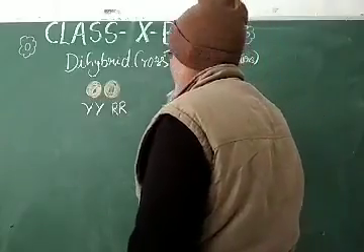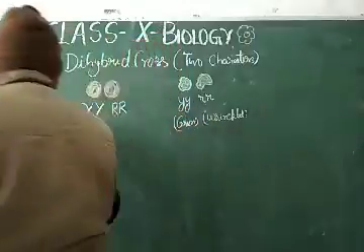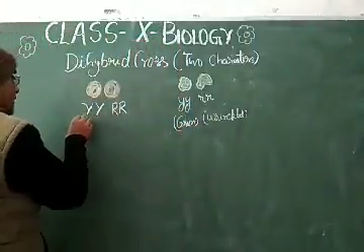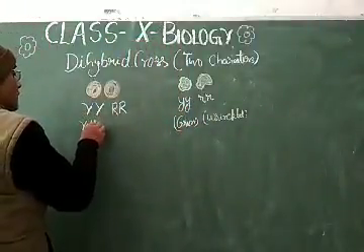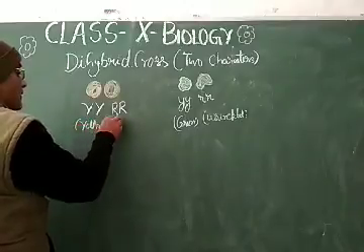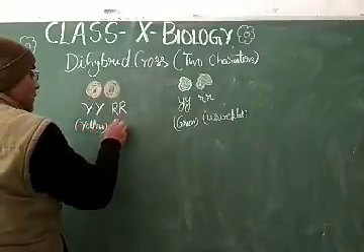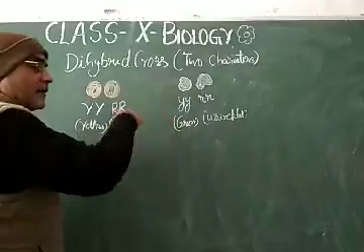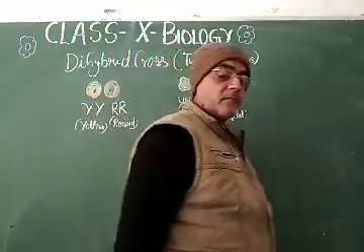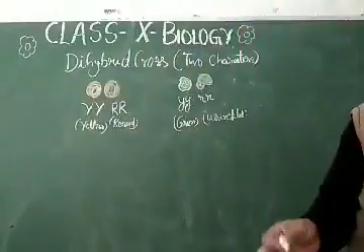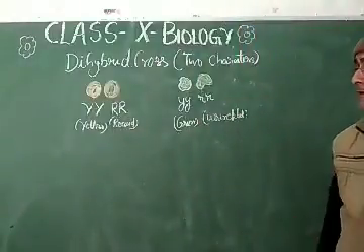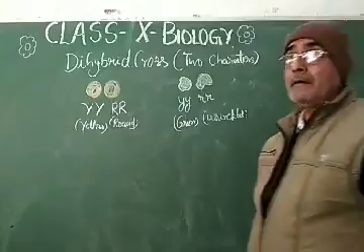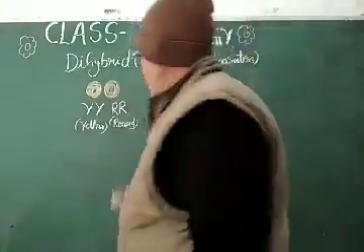So seed color and seed shape. He took the seed color and seed shape. This is yellow, and this is round. Yellow and round seed and green and wrinkled seed he took in the process of cross hybridization. Dear students, what happened during the gametogenesis? Let us see.